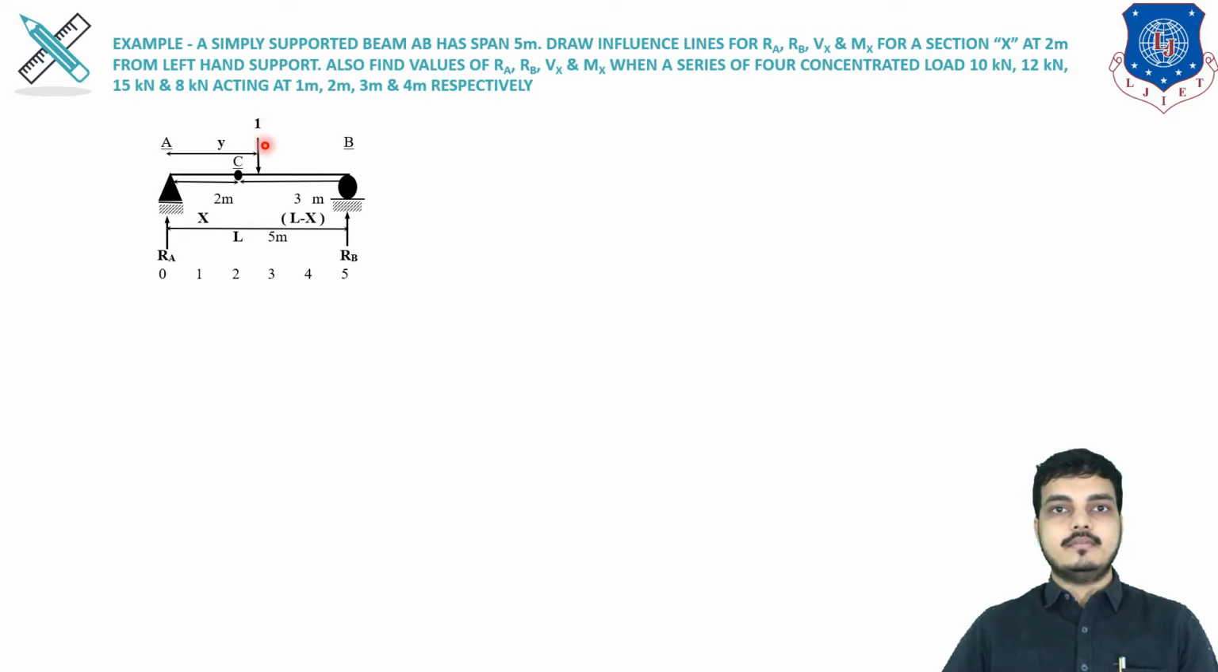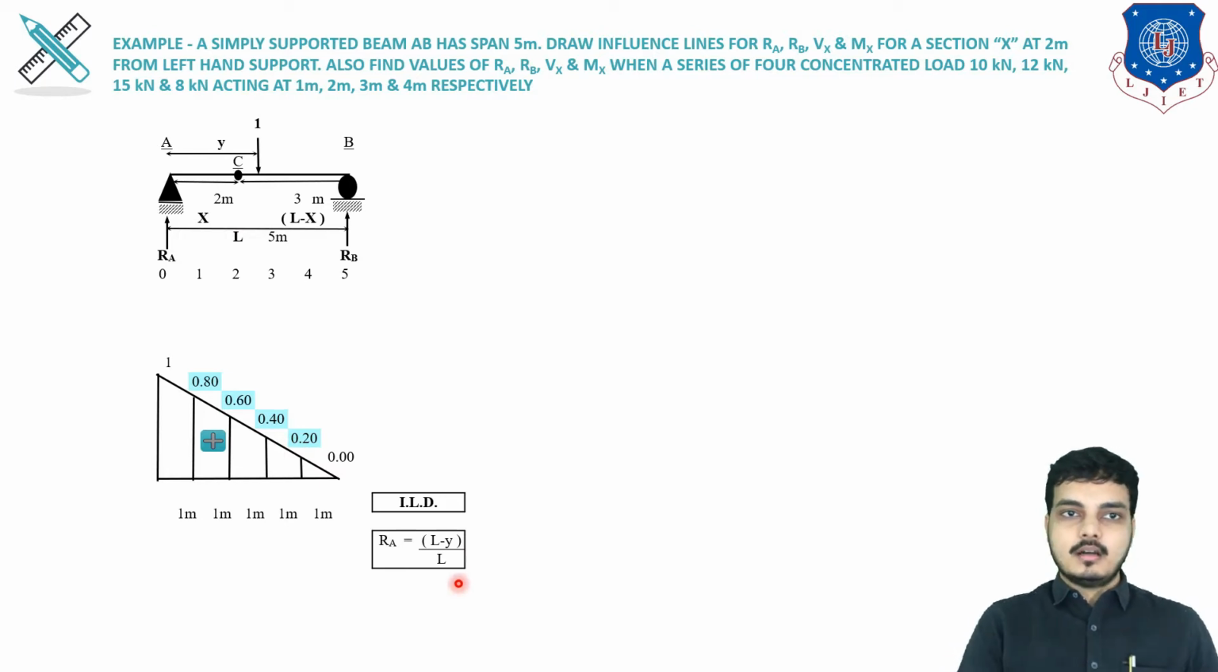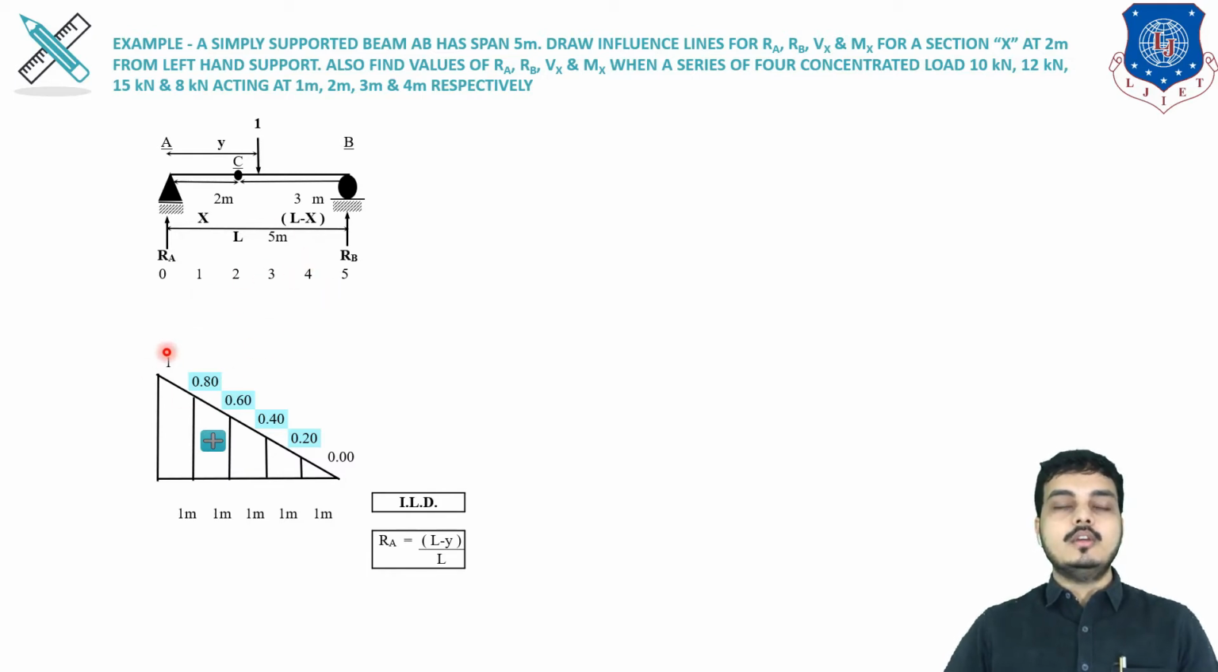Now our next and first step is to find out RA. Now we will be finding out our RA with the help of this formula. RA is nothing but L minus y upon L. Now as in previous sum, as I said, the y is the varying function from 0 to L. So here y will vary from 0 to 5 and L is nothing but our total length 5 meter. So now here the first value will be of 0 of y. So L is of 5 meter. So 5 by 5 is nothing but 1.